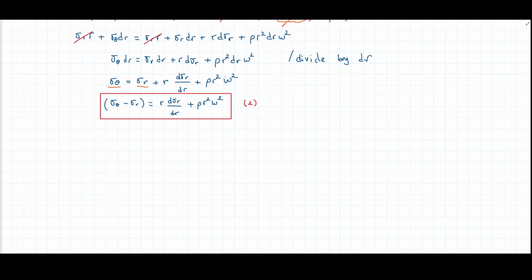But this equation 2 is not enough because we have two unknowns and just one equation. So we need to search for another equation that would allow me to match it with this one and then get the values of the circumferential stress and the radial stress. And those equations are the stress-strain relations.